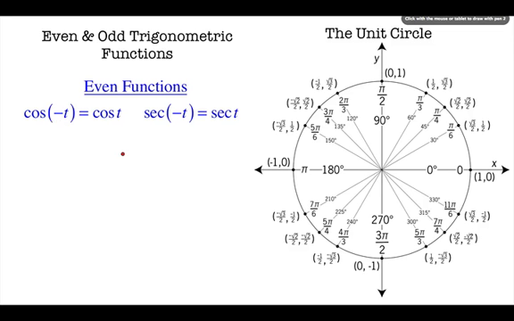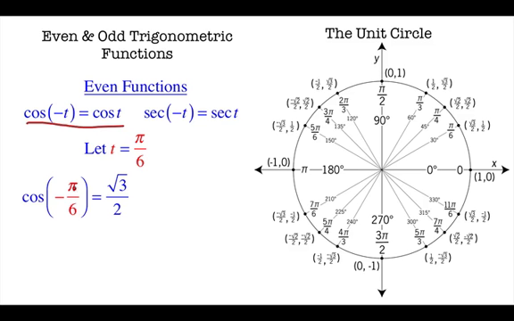So this is what we're going to do. We're going to let the t-value equal pi over 6. I'm going to compute cosine of negative t. Cosine of negative pi over 6 will end up in the fourth quadrant, coterminal with 11 pi over 6. So that's how we end up with radical 3 over 2. Now I'm going to do the right-hand side, cosine of t. We should end up with the same thing.